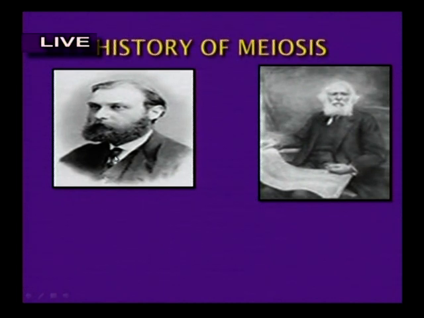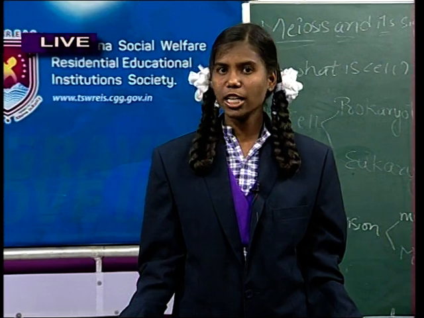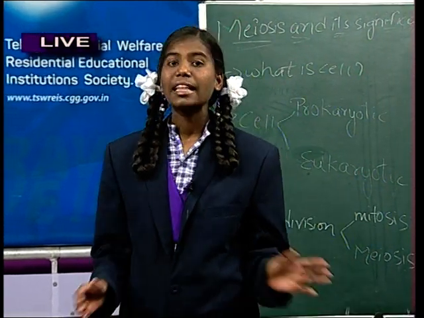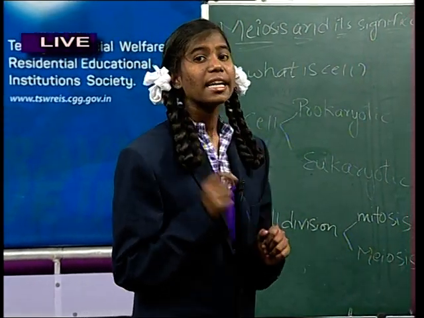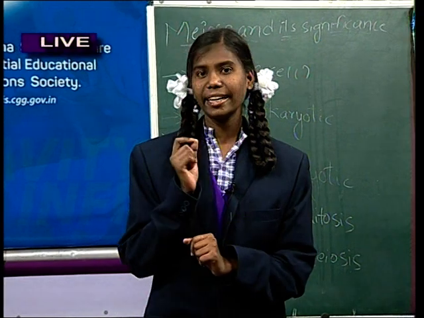It was described again in 1883 by the Belgian zoologist Eduard van Beneden. Listen carefully, friends, Eduard van Beneden in 1883 in Ascaris worm sex. The significance of meiosis for reproduction and inheritance was described in 1890.